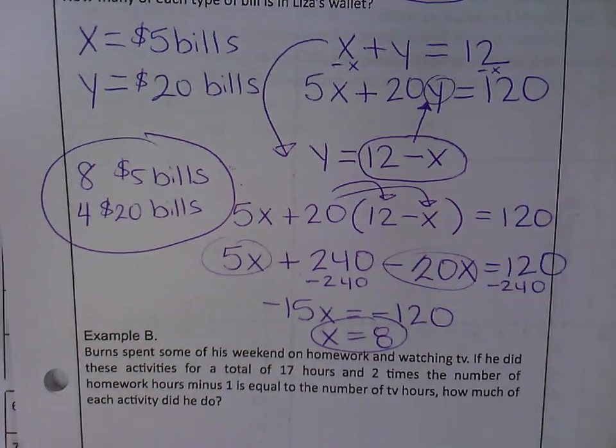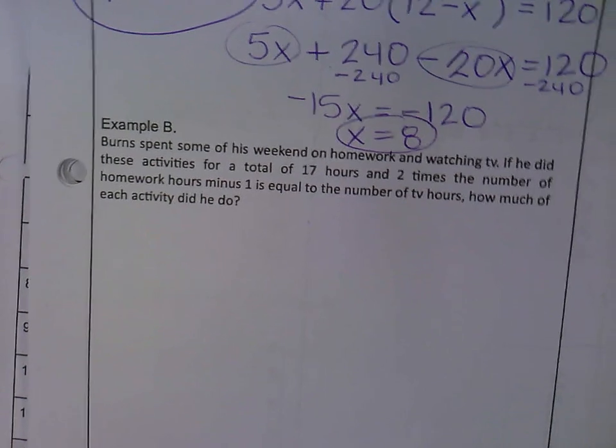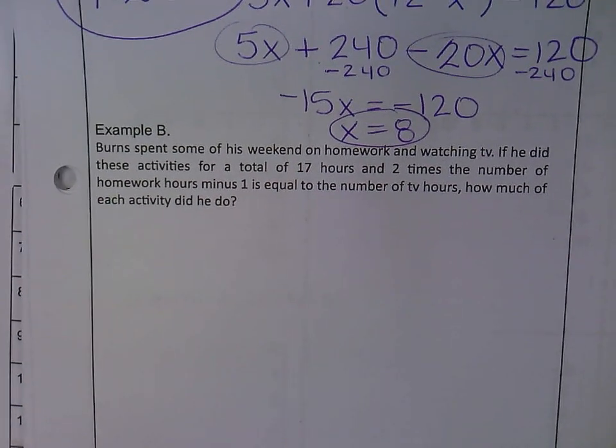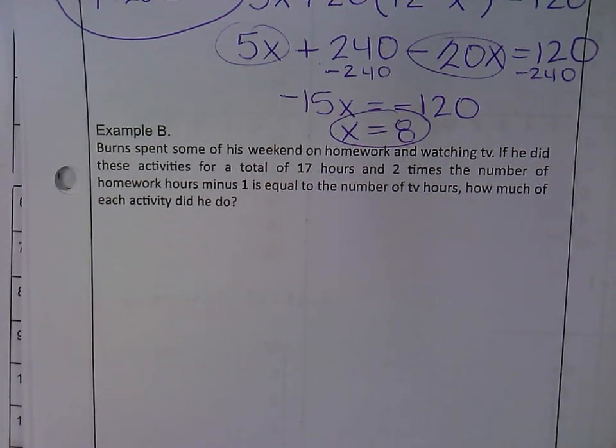All right, so this other application problem is a little bit different. It's not a money equation. So it says Burns spent some of his weekend on homework and watching TV. So he's telling you the information in kind of like a cryptic math way. Not that you would really calculate this in real life, but we're practicing to use it on harder problems. So he did these activities for a total of 17 hours.